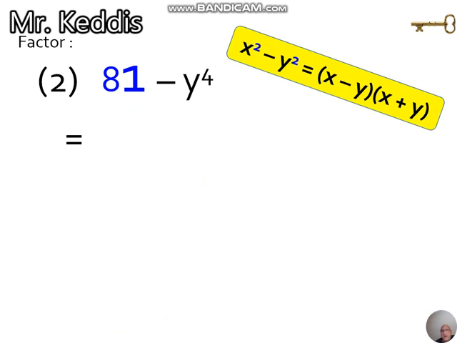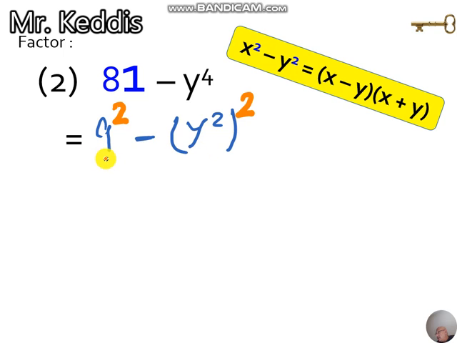To factor 81 minus y to the 4th power, this means 9 squared minus, and this means y squared times y squared, means (y squared) quantity squared. This means (y squared) quantity squared. Y squared times y squared to get y to the power of 4. And this becomes the difference between two squares.